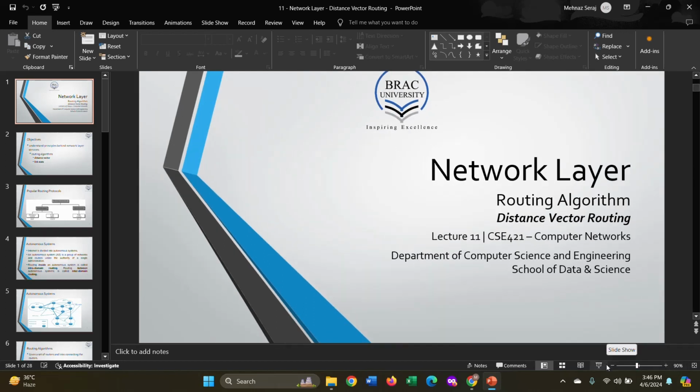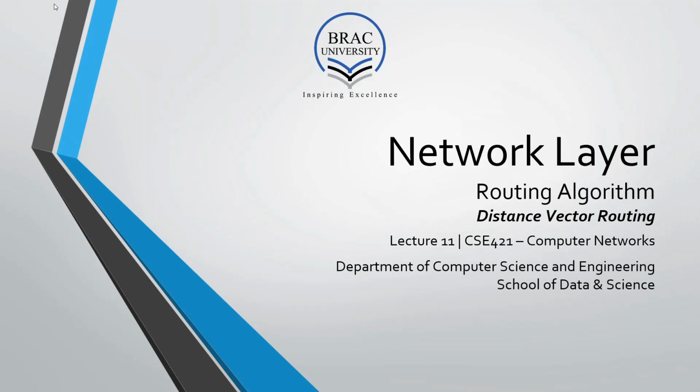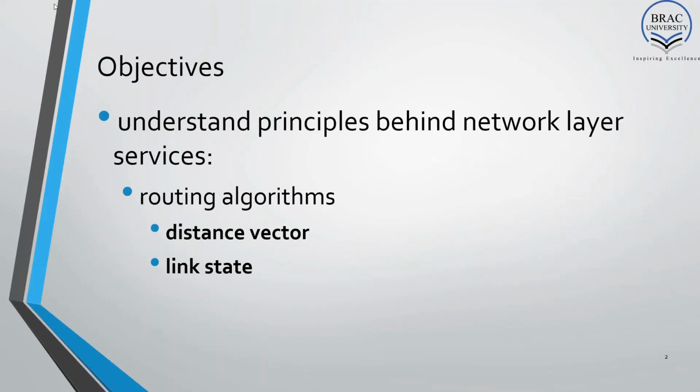Okay, so let's start. Today's topic is network layer routing algorithms. In the last class, we studied static routing, and in today's class, we will start dynamic routing. Basically, routing is of two types. Number one is static, and the second one is dynamic routing. In static routing, the network administrator manually writes every command in the router to reach the destination from the source.